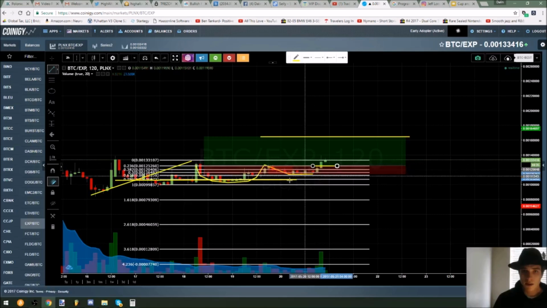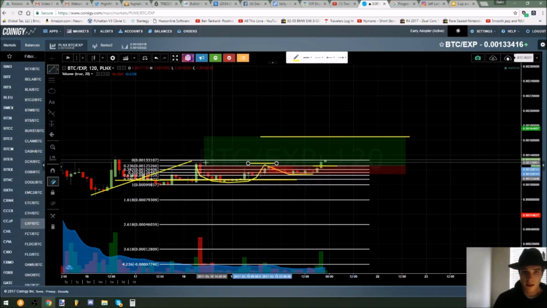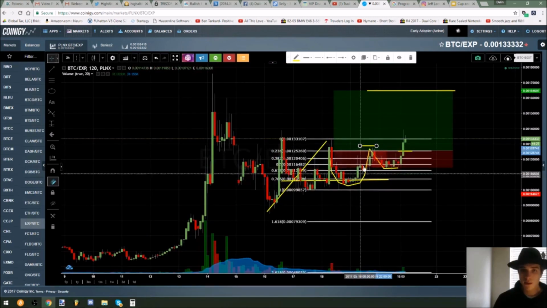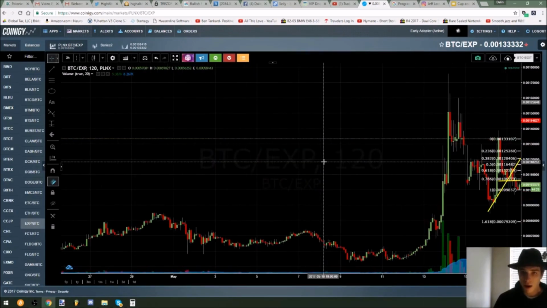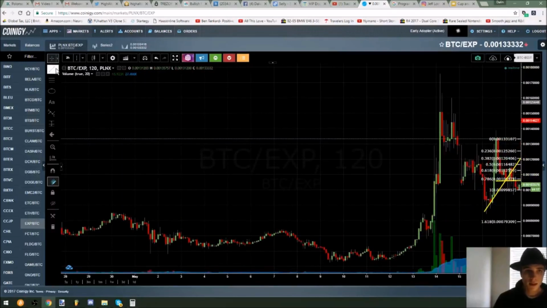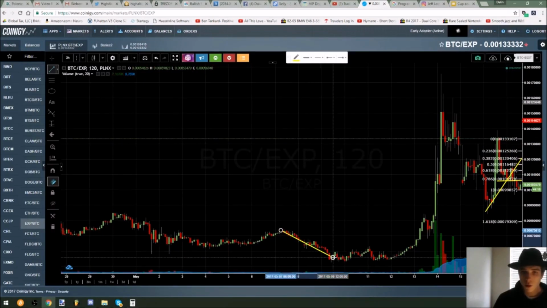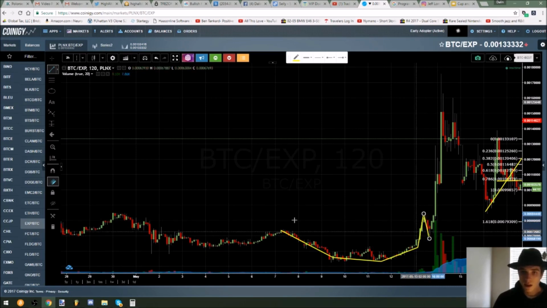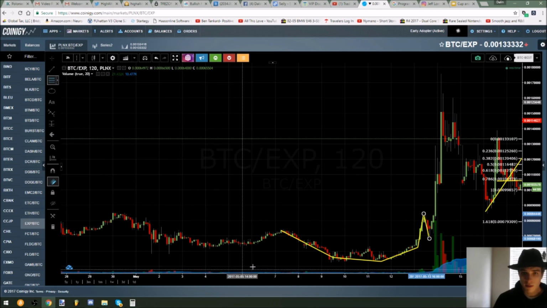I look to enter when the handle breaks, right here, like I said, from the top of the cup. A couple important things to note is you want these cups to be very, very rounded. You don't want them to be a triangle shape, you want them to be rounded. Another important thing to note is sometimes these cup and handles catch before they trace back to the 618 fib. So in this case, we caught at the 50% fib.